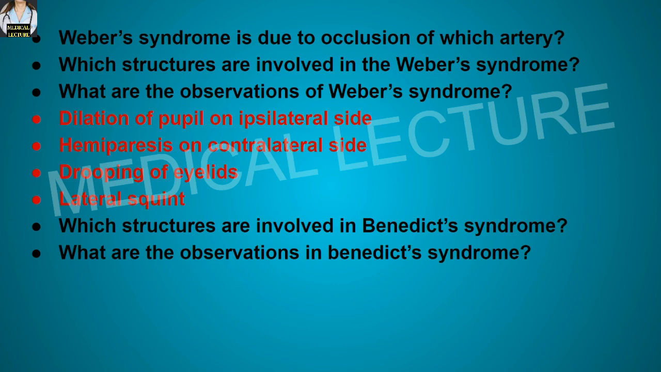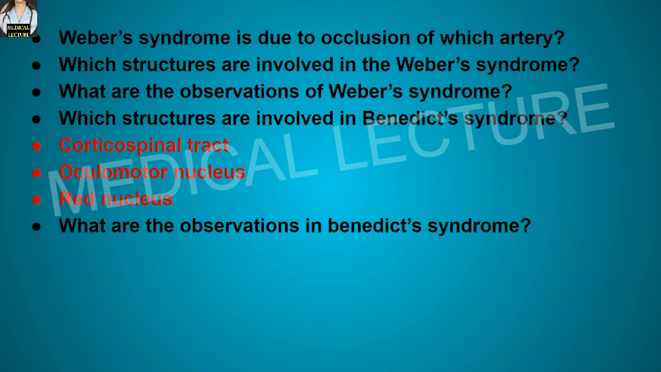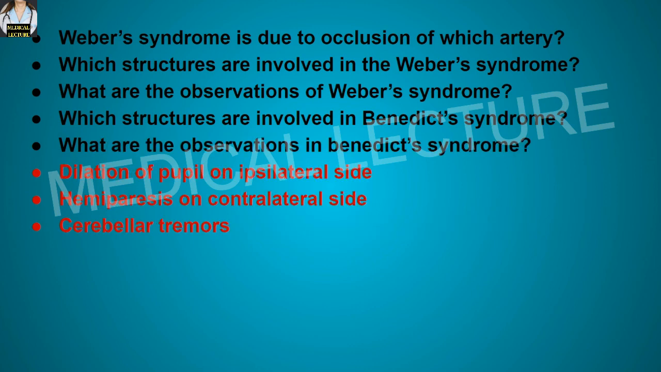Which structures are involved in Benedict's syndrome? Corticospinal tract, oculomotor nucleus and the red nucleus are involved. What are the observations in Benedict syndrome? Dilation of the pupil on the ipsilateral side, hemiparesis on the contralateral side and cerebellar tremors are observed.